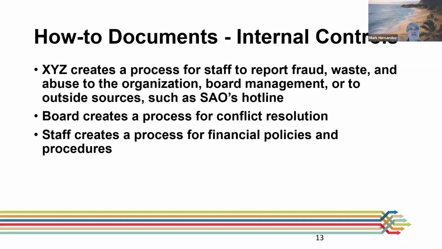The board could create a conflict resolution process, which is involved in these kinds of situations. If that conflict doesn't get resolved by the organization itself, the management team or the CEO, and it goes to the board, what process does the board have to resolve those? Specifically if it's fraud, waste, and abuse, but any kind of conflict or resolution.